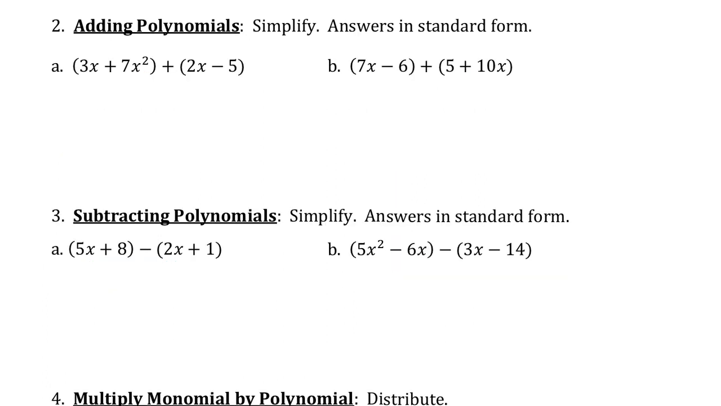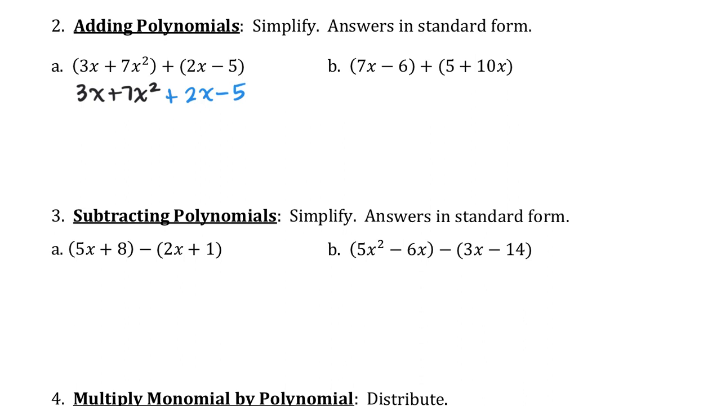For number 2, we are adding polynomials, still answer in standard form. So I'm taking this polynomial and I'm adding it to this polynomial. I'm not multiplying, I'm just adding them. There's no number in front of this parenthesis, which means I didn't do anything to this polynomial at all. Now I'm going to add the next polynomial. What's the next polynomial? 2x minus 5.